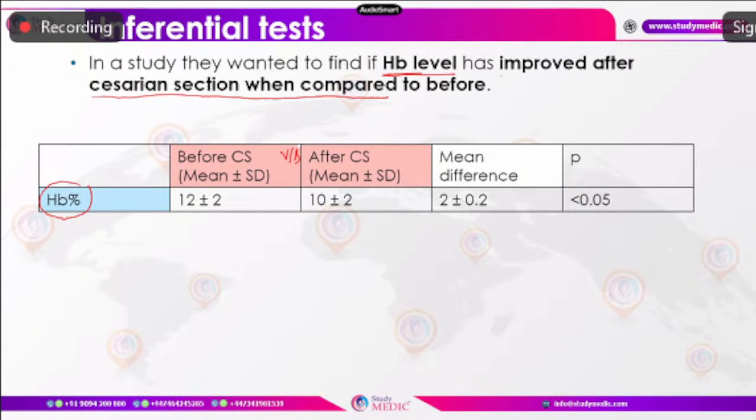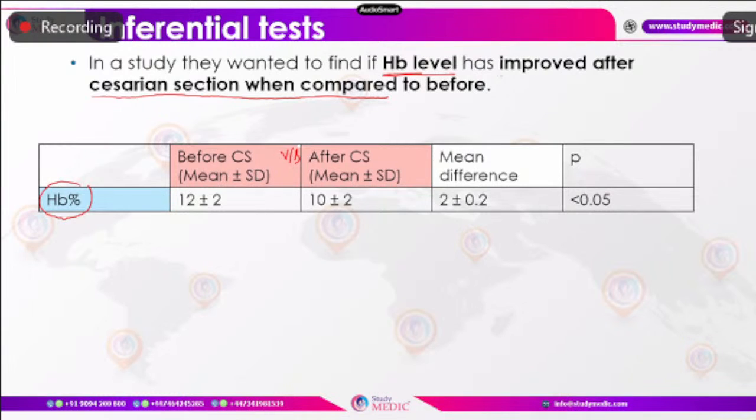Now here they are trying to find out the significance of the difference in a continuous variable between two categorical groups, but these are related groups, paired groups. They are not mutually exclusive, right? Because the women who are present in the before cesarean group are the same women who are present in the after cesarean section group. That means these two groups are paired groups.